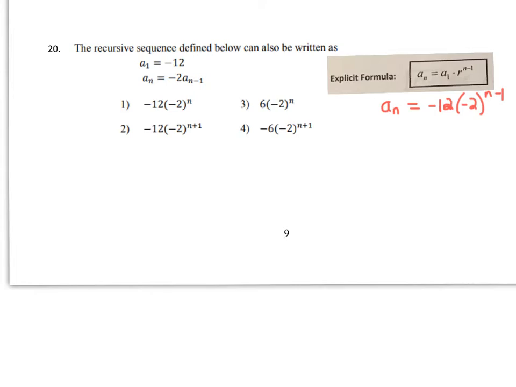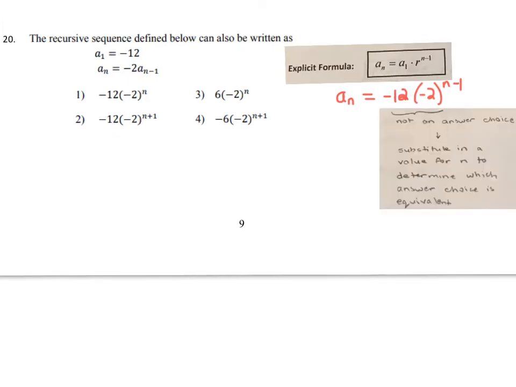All right, so this I think is the easiest way to do it, and please put this in your notes, okay? This is important. Since this is not an answer choice, I feel like the easiest way to do this question is to substitute in a value for n and determine which answer choice is equivalent when you substitute in the same value for n.